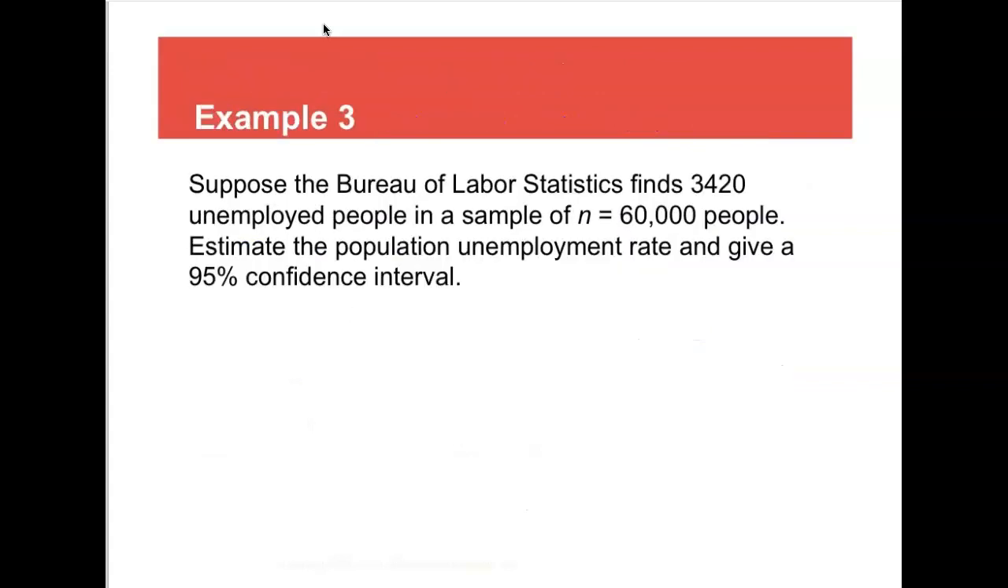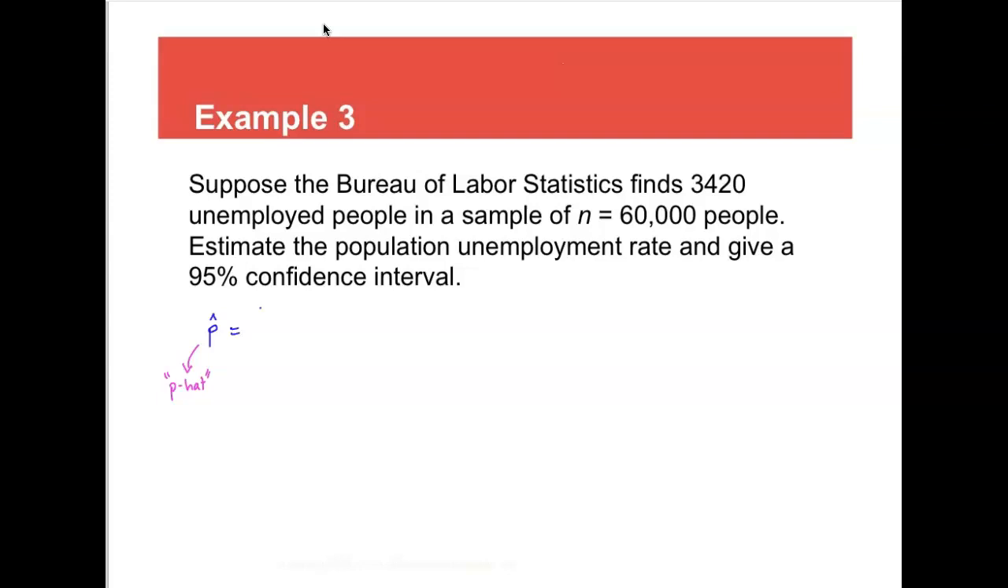All right, so let's see. Let's say the Bureau of Labor Statistics finds 3,420 unemployed people in a sample of 60,000 people. Estimate the true unemployment rate and give a 95% confidence interval. All right. So when we calculate a proportion from a sample, we give it that little hat. That's called p hat. No, I'm not just making that up to be cute. That is the statistical name of that. That's p hat.